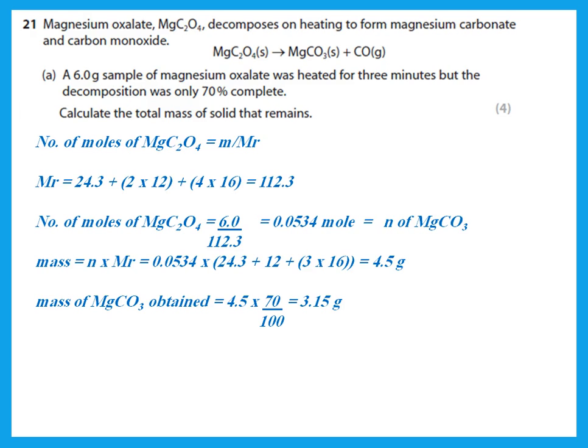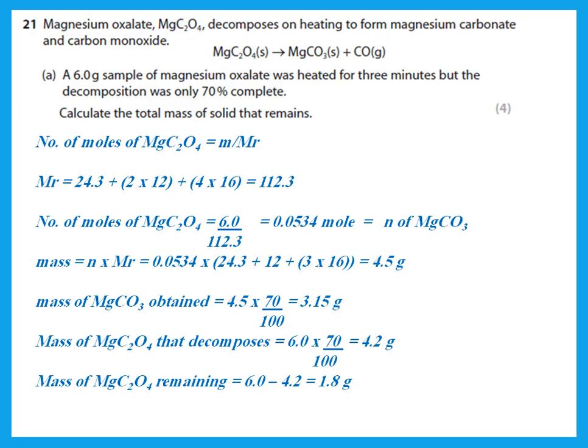Now, since the magnesium oxalate decomposed only 70% of it, then I have decomposed only 4.2 grams, and that means I am left from the 6 grams that I started with, I'm left with 1.8. And that means in the end, I end up with what? I end up with 3.15 grams of magnesium carbonate and 1.8 grams remaining from the magnesium oxalate that did not react. So the total mass of solid remaining is 4.95 grams.